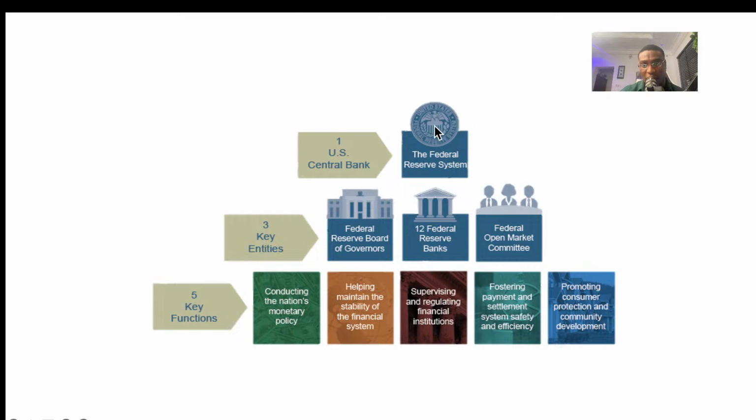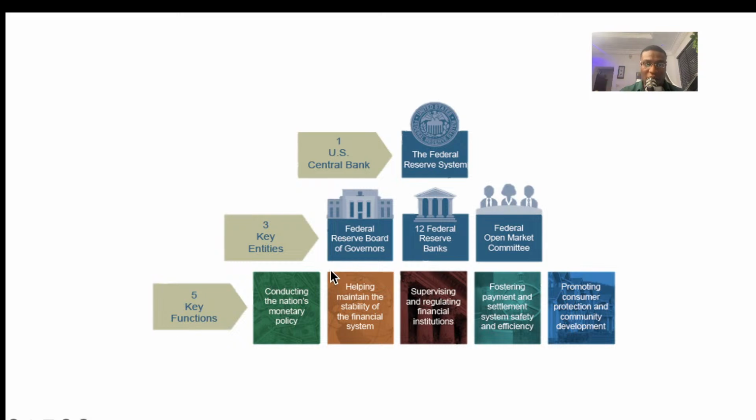So we have at the very top the US Central Bank, the Federal Reserve System, and under that we have three key entities, which are the Federal Reserve Board of Governors, which govern the 12 Federal Reserve banks, and then we have the Federal Open Markets Committee, FOMC. So if you hear FOMC a lot, this is what it means.